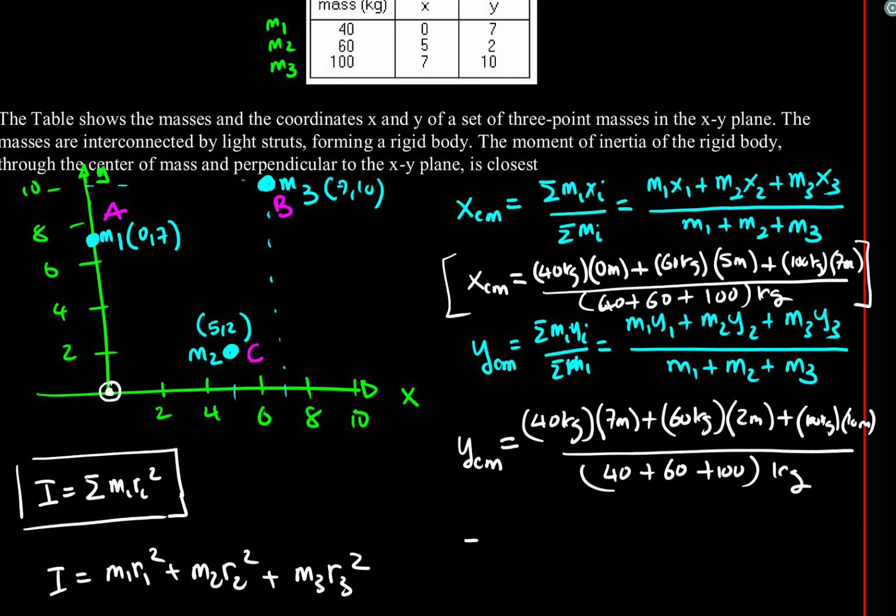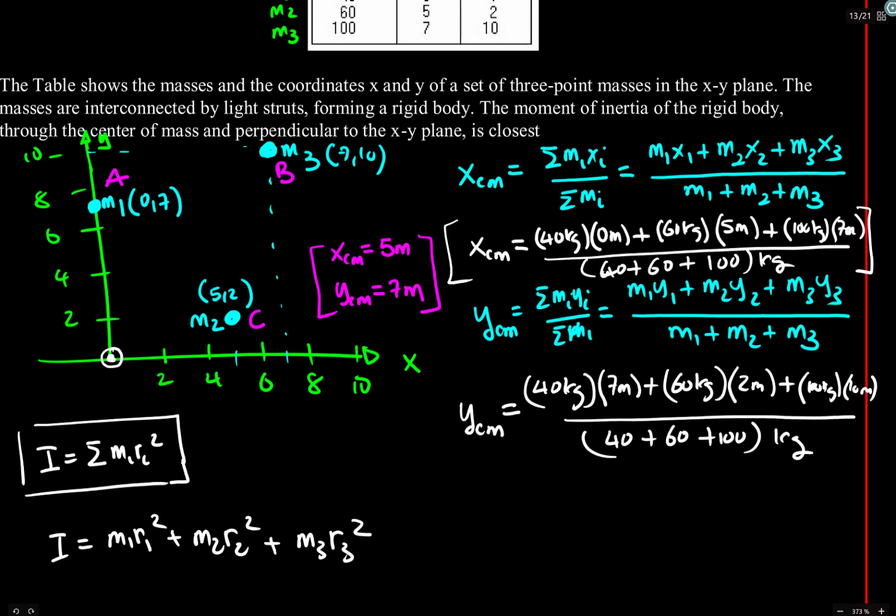We want to determine the distances to the center of mass. Now, the center of mass, actually, let me give you the values. XCM is equal to 5 meters. YCM is equal to 7 meters. Since we need this to calculate our moment of inertia, this is really a good problem, and you should pay attention to all of this, please.